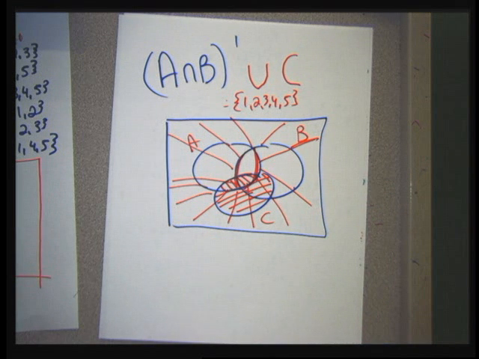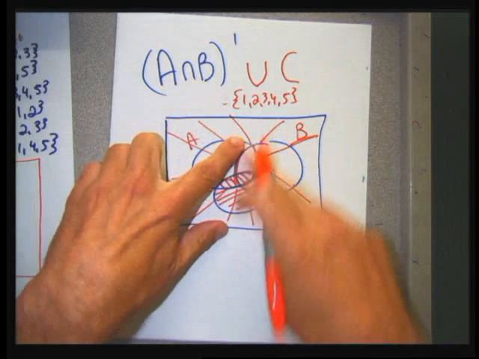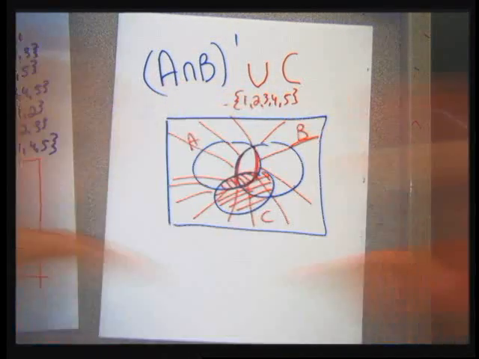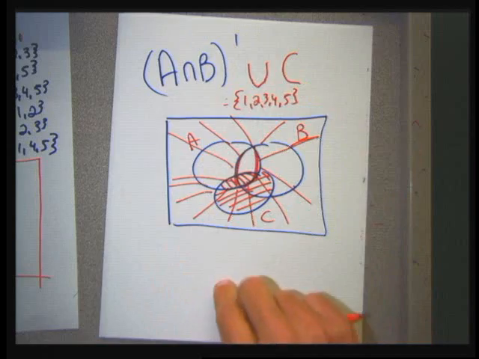So again, pictures are hard for me with intersections, primes, and unions. I do parentheses first. A intersection B is the overlapping region, but the prime of it is everything but the overlapping region. And then I union that. I add all C to that. If this was intersection, it would be a different answer, but it's not.